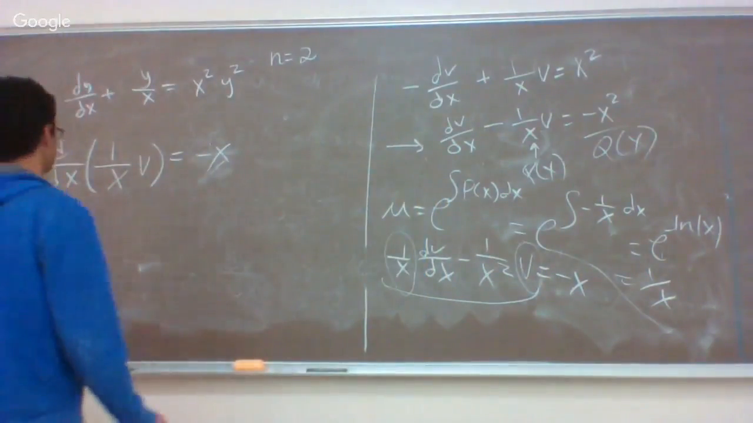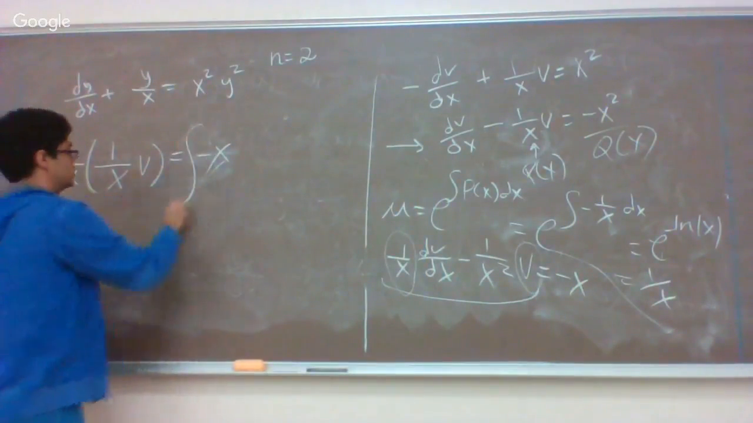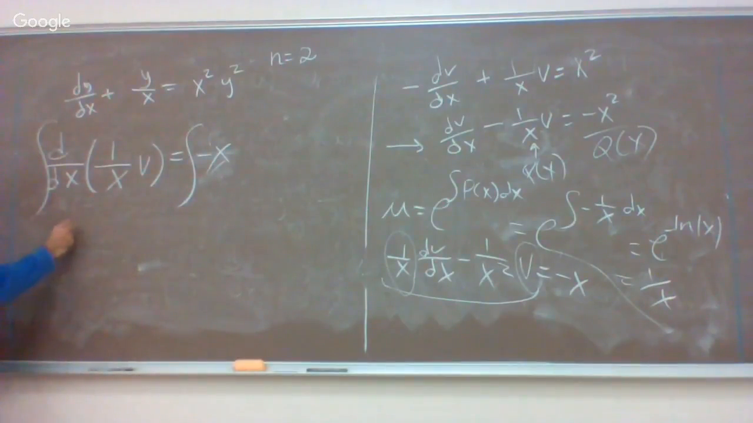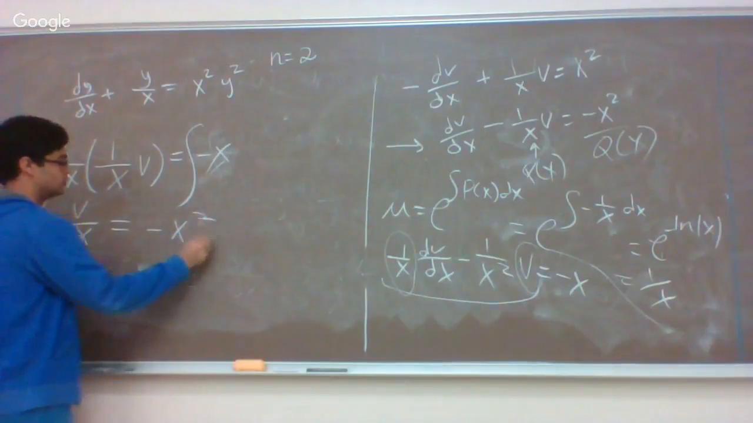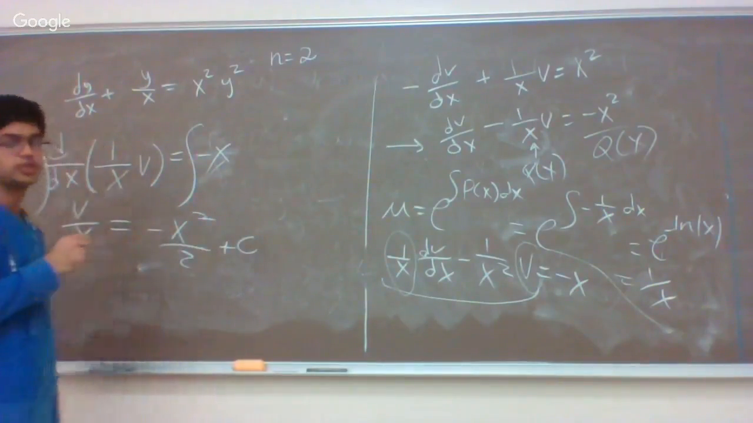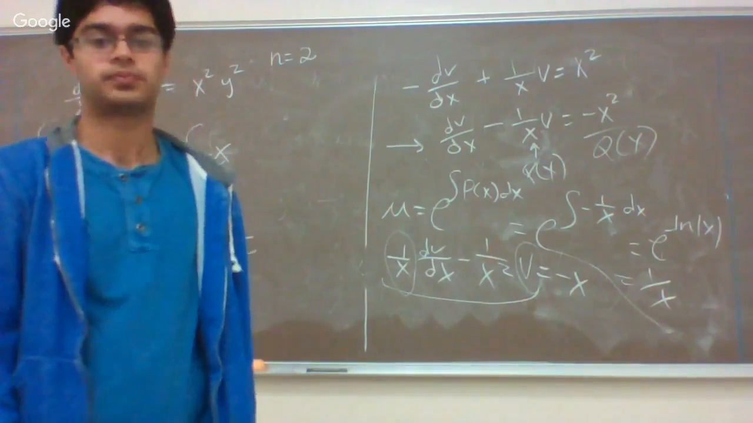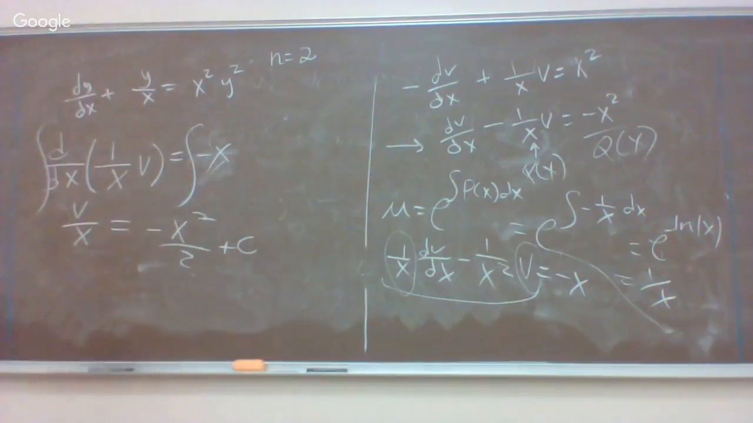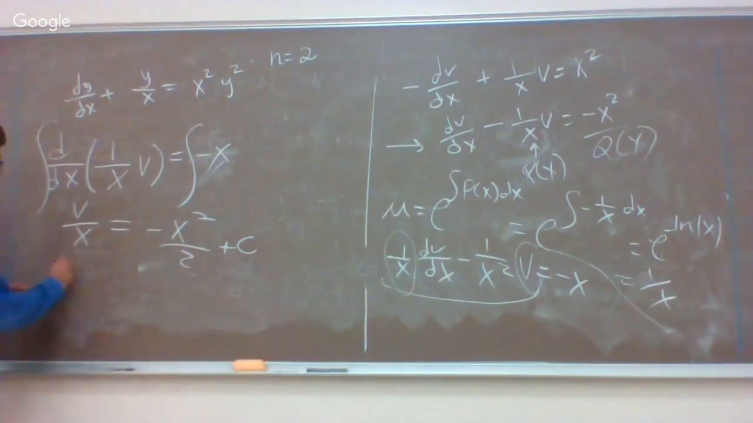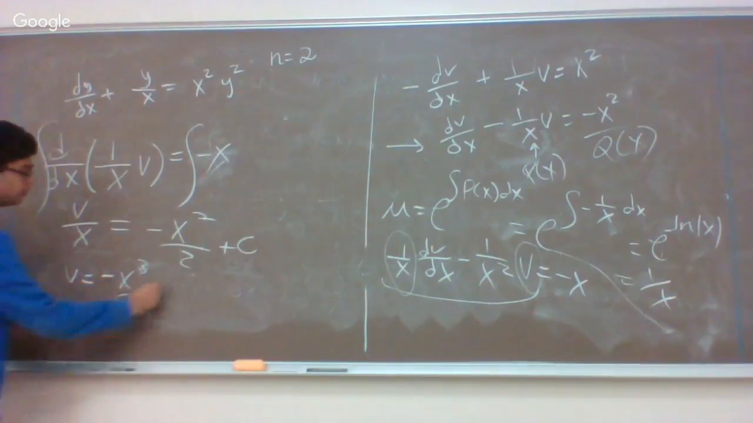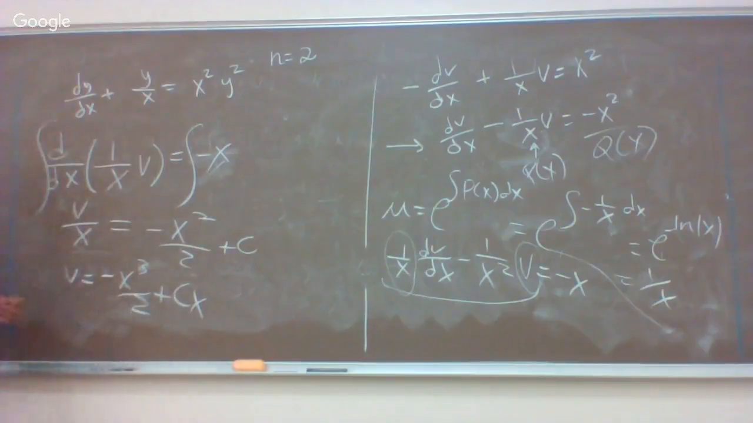We take the integral of both sides. Here is the integral of the derivative, so I'm still left with v over x. On this side, the integral of negative x is negative x squared over 2 plus c. And solve for v here by multiplying by x across. v is equal to negative x cubed over 2 plus c times x.